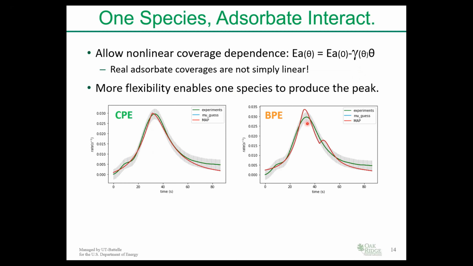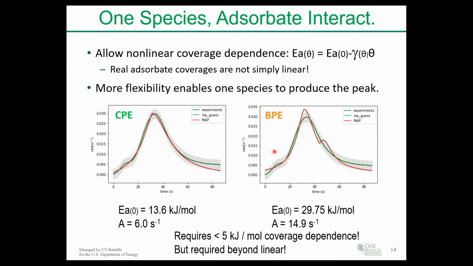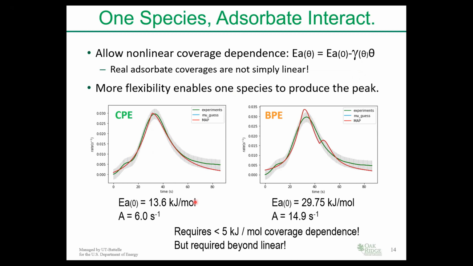The BPE map is actually a better match than previously now that we have more flexibility in this gamma term. But once again, the CPE result is physically unrealistic. This is too low of an activation energy, and the pre-exponential in particular is quite low as well. Whereas the BPE result has a realistic activation energy and a realistic pre-exponential.